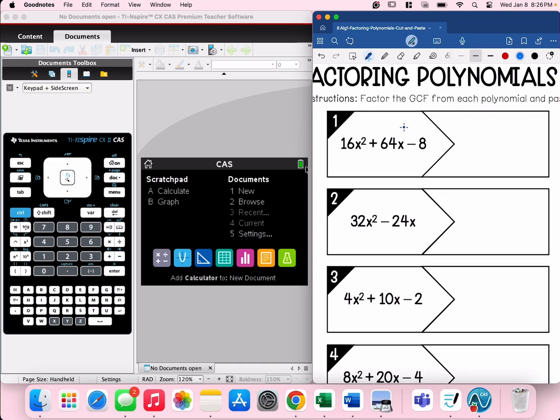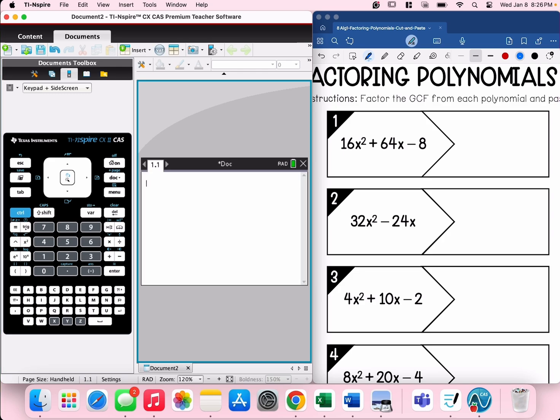So number 1, we have 16x squared plus 64x minus 8. Now, remember, when we are trying to factor out a GCF, there are two questions you ask yourself. The first question is always, what is the highest number that goes into all terms within your polynomial? You can find that highest number in your head, but if you're unable to do that, remember, you can utilize your calculator.